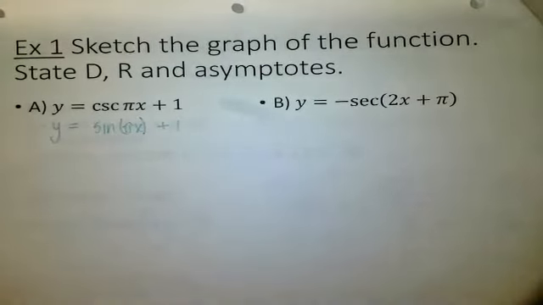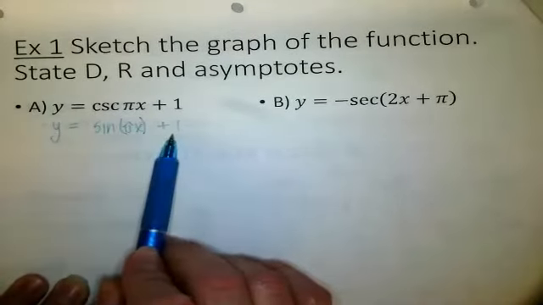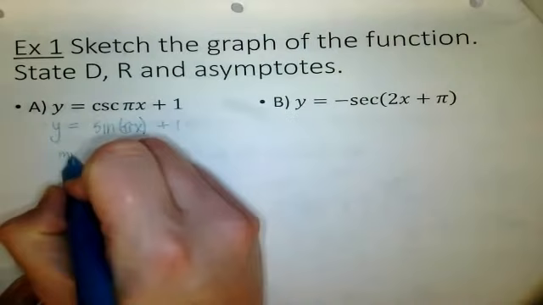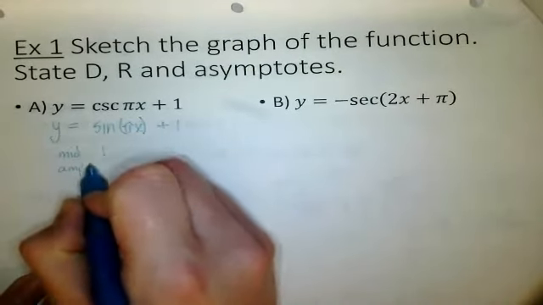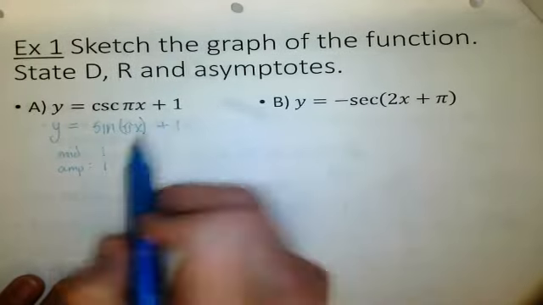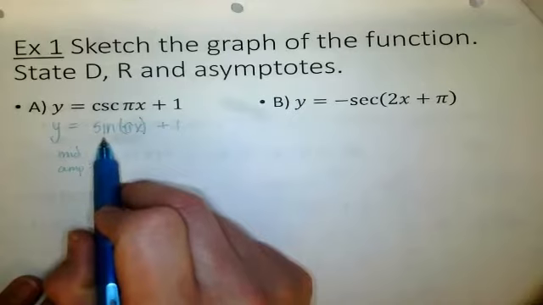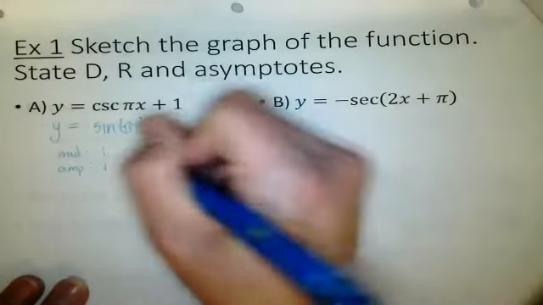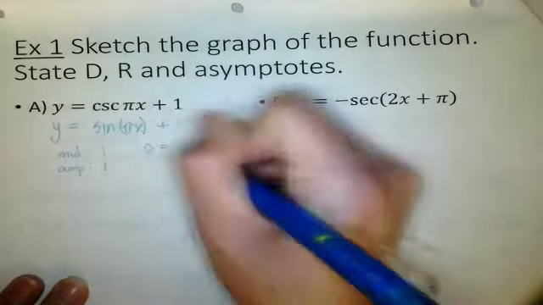Okay, so what we're going to do is graph this sine function first. It has a midline. What's the midline? 1. What's the amplitude? 1. And we need to figure out the starting and ending values. Where does the normal sine function begin and end? 0 and 2 pi.